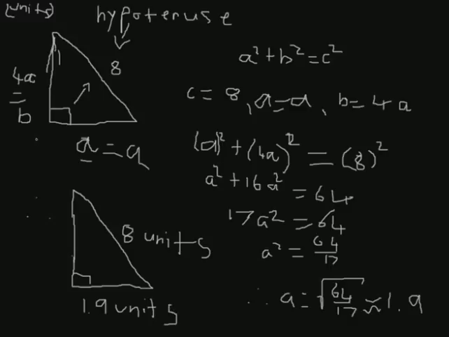And this side is 4 times A. So that would be 4 times 1.9, which would be roughly 7.6. So this is an estimate, not exact, because the exact value would be recurring. All right. So this is the same triangle. So we figured out what A is and what B is.